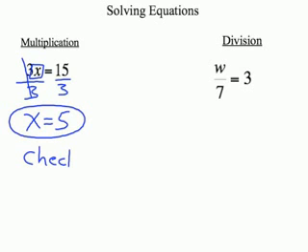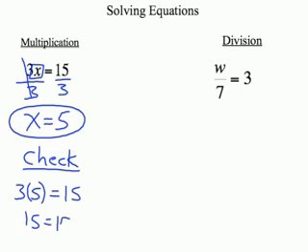Now to check that, we take 5 and substitute that back into the original equation. 3 times 5 equals 15. 3 times 5 is 15. 15 equals 15. So 5 is a solution for x.